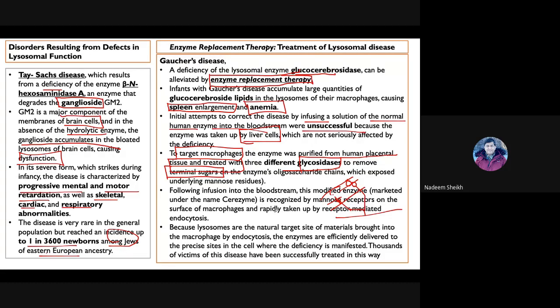And this therapy remained successful because this enzyme traveled through the body and went to those cells which have the receptor for mannose. That was the macrophages, which took the enzyme by endocytosis and then granted some kind of therapeutic relief to the patients. So this is about enzyme replacement therapy and a few diseases of lysosomal disorder. If you have any question, please ask.